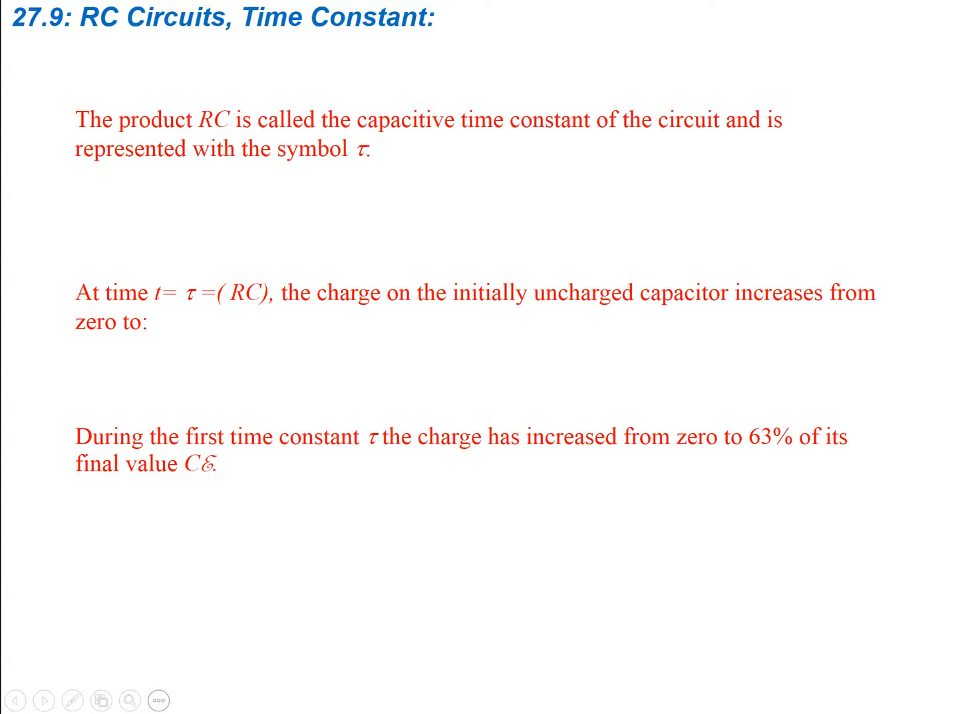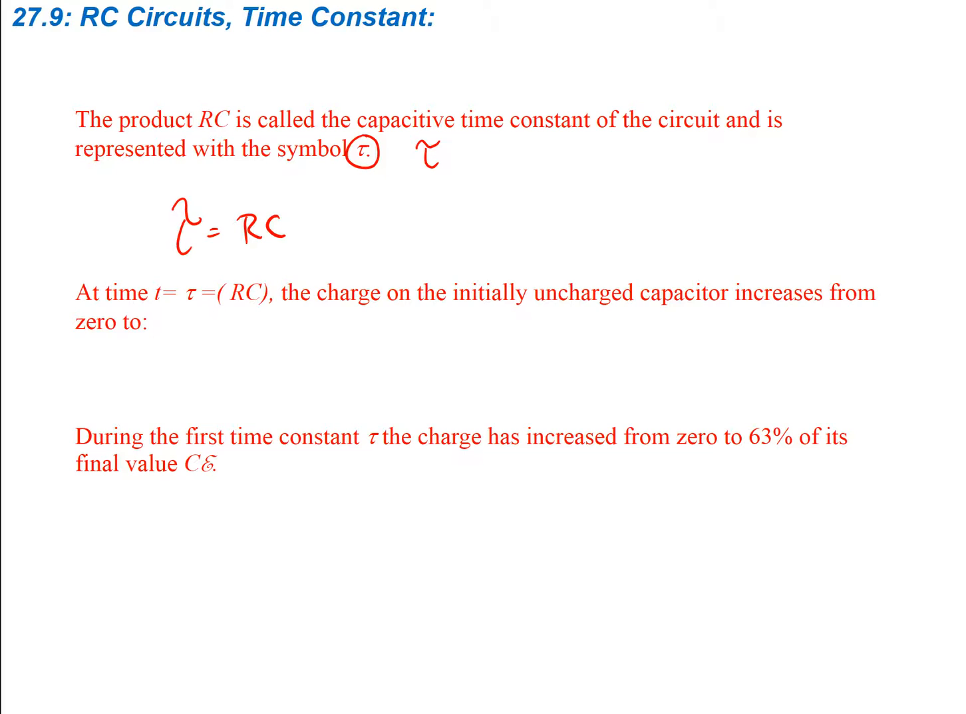Okay, so we're going to define something called a time constant. Now, the product RC is called the capacitive time constant of the circuit and is represented by our symbol tau, and we usually write it like this. Tau looks something like this. Okay, so this tau is going to be the time constant, and it's equal to RC, right? The resistance times the capacitance.